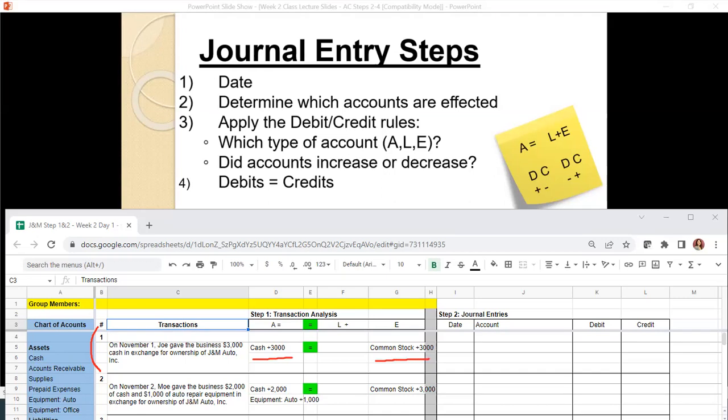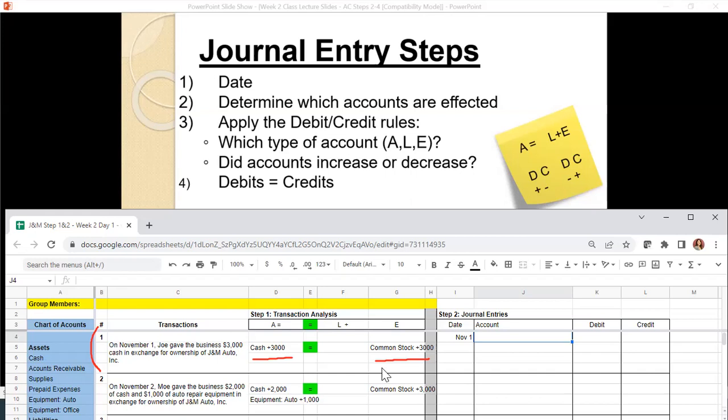So now let's go ahead and put that into the journal entry. First thing we are going to do is date the transaction. This happened on November 1st, so we're going to put here November 1st. Then the next thing you want to do is list out the accounts. The two accounts are cash and common stock, as we've already identified here in our transaction analysis.